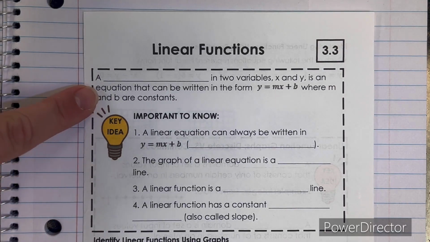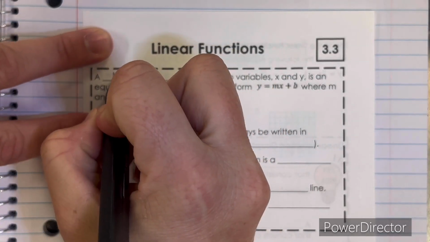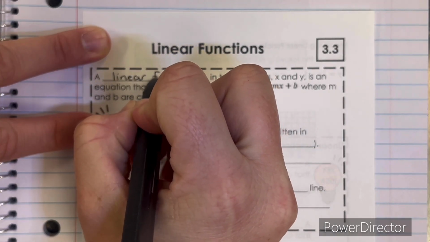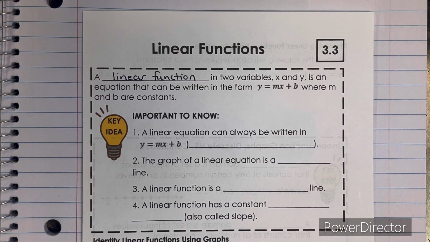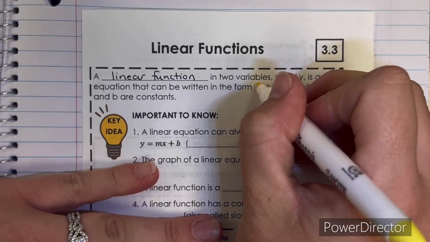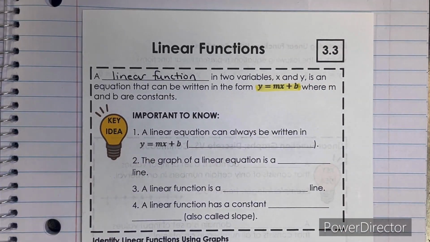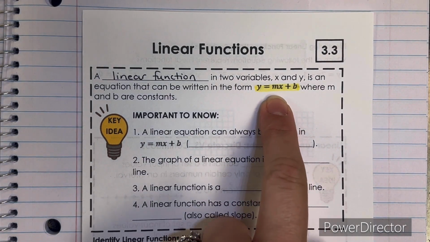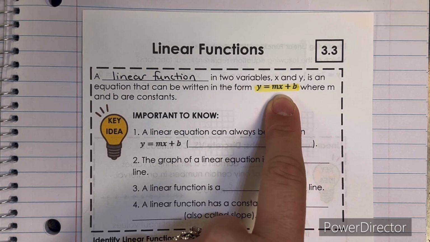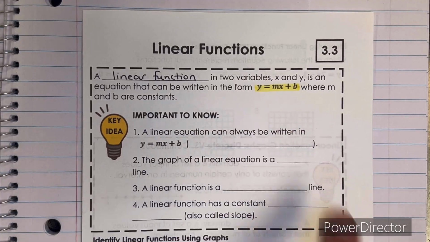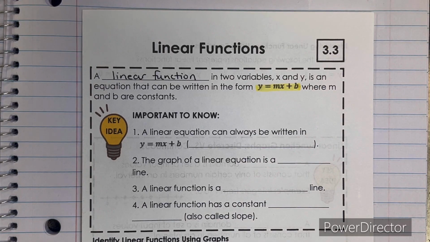So to start up here, it says a linear function in two variables, x and y, is an equation that can be written in the form y equals mx plus b, where m and b are constants. Now, normally when kids come out of middle school, this is like the only formula they can remember, y equals mx plus b. This is what linear functions look like when they're written in equations. So this is a really important form for us to know for equations.